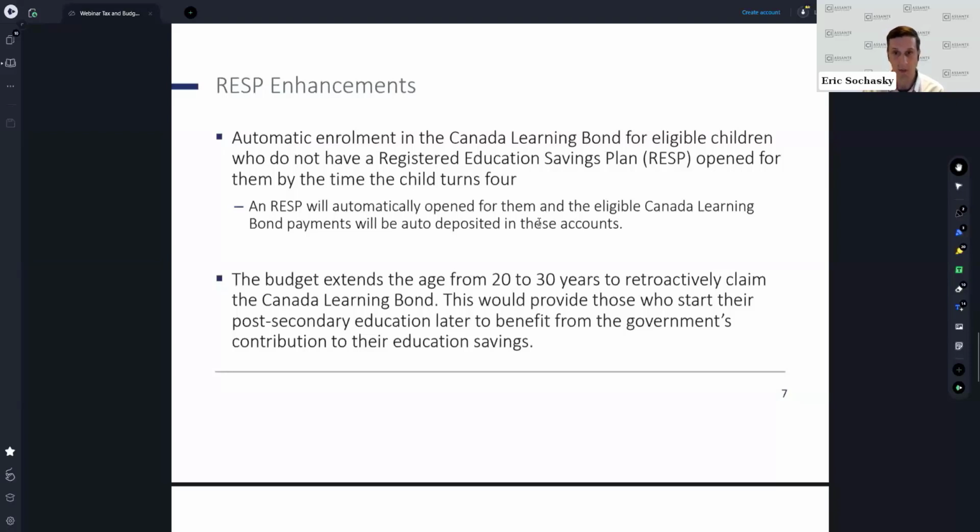Another change is the budget extended the age from 20 to 30 years to retroactively claim the Canada Learning Bond. So you don't need to do anything ahead of time and say like, hey, look, I might use this in 20 years. But basically, it just increases the retroactive claim. So for those that decide to go to school later, maybe closer to their 30s instead of right after 18, it just opens the door to more families to be able to use the funds for post-secondary education. So, nice change. Yeah, I think any time that there's a policy change that incents those kinds of things, I agree, that's a great thing.